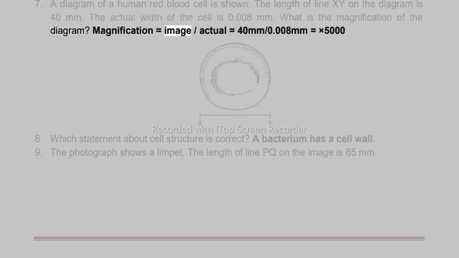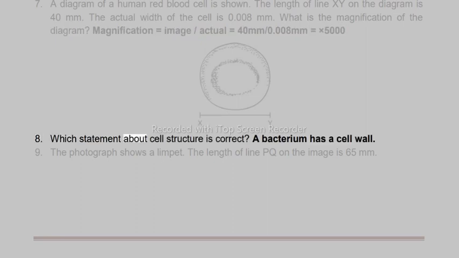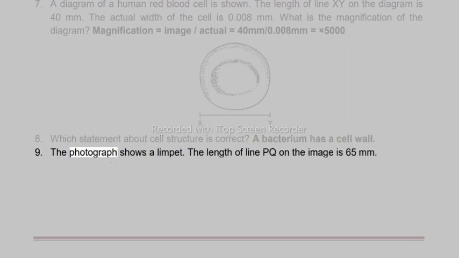Magnification equals image over actual, which is 40 mm divided by 0.008 mm, equals times 5000. 8. Which statement about cell structure is correct? A bacterium has a cell wall. 9. The photograph shows a limpet. The length of line PQ on the image is 65 mm.